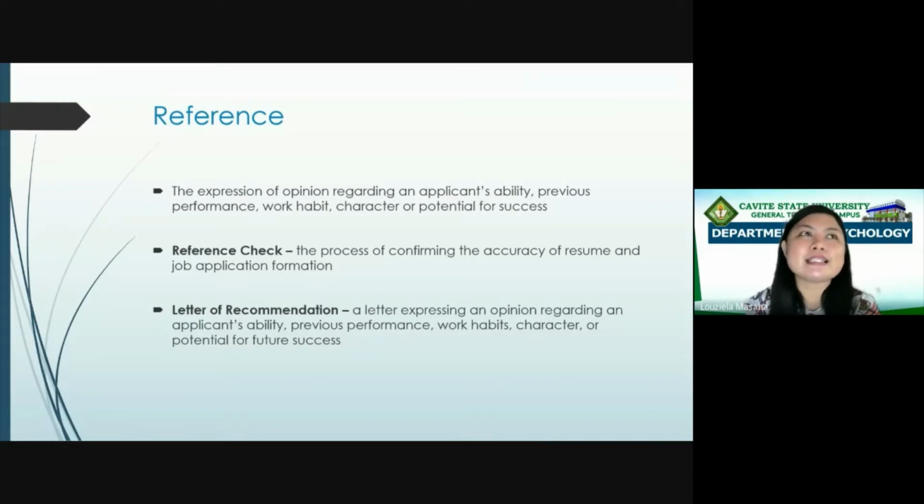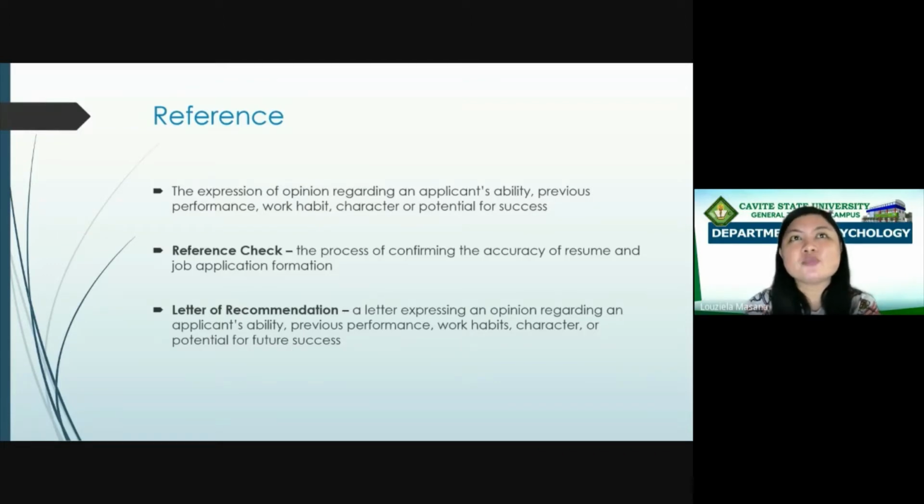So magkaiba sila in the essence na yung reference check, yung HR yung nag-i-initiate ng pagtatanong, yung letter of recommendation, yung mismong nasa character reference mo o yung ibang tao, yung mismong nagpapasa ng letter of recommendation doon sa company. So ito ay tinitingnan in terms of selection. Meron din itong factor kasi one means of determining who you are or identifying whether you are really fit on the job ay yung iba, other people. Because others can see your ability, your performance, etc.